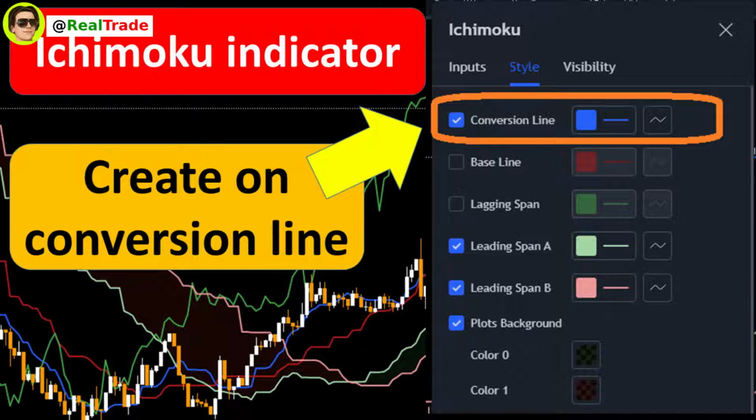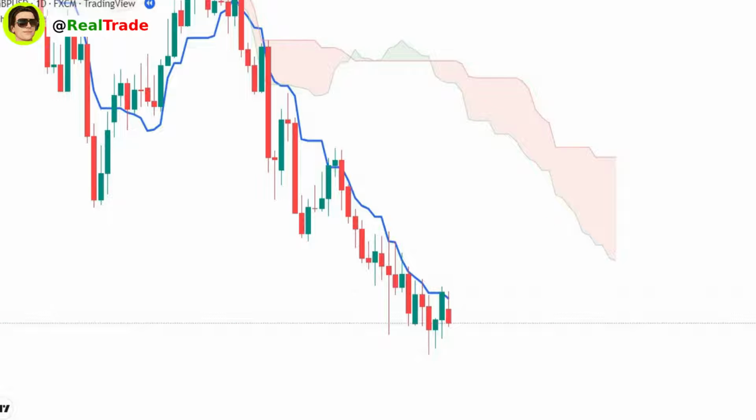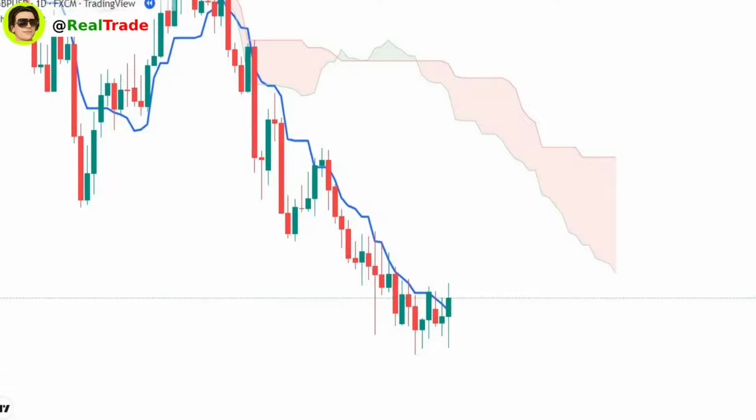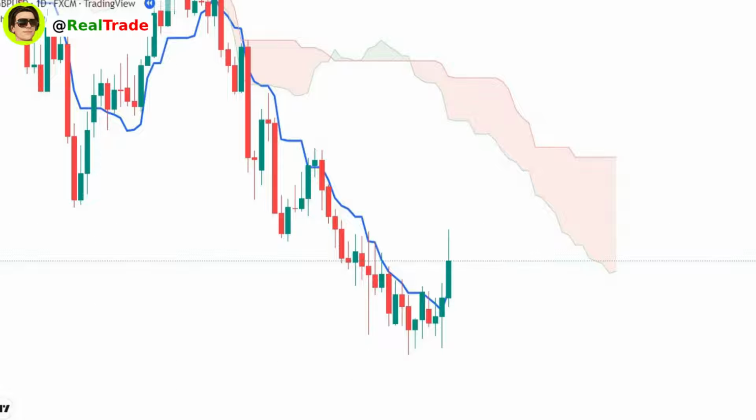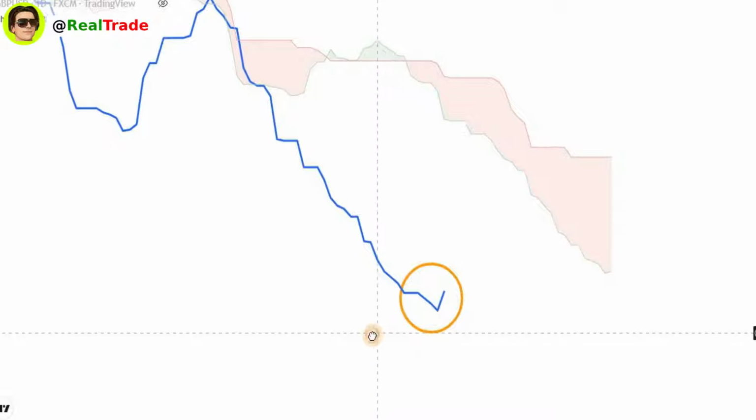Look at the video. Tick conversion line. Conversion line is the blue line. Zoom on the chart. Look at the chart. This area, high candle, this pattern. This pattern is a buy pattern.